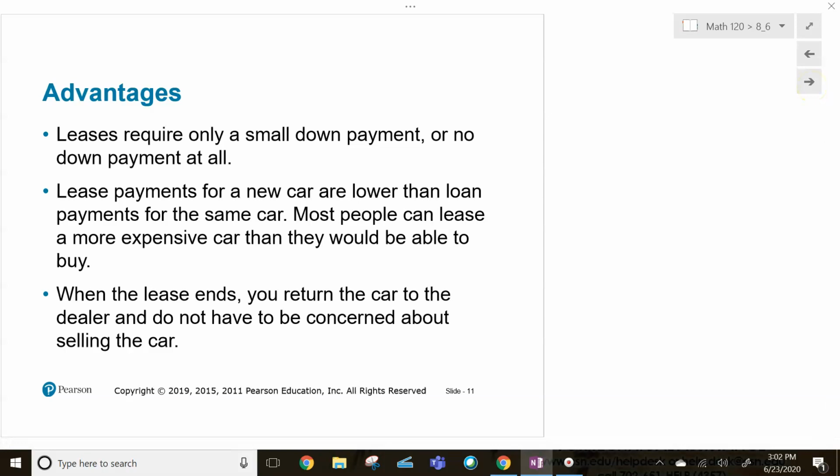Here are the perceived advantages to leases. Small down payment or no down payment at all. The lease payments are typically less than a loan. Of course, you return the car, right? So you don't get the car, you're just renting the car. And any way you look at it, they're still going to make their money. I'm not a big fan of leases myself, but some people love to have a nice new car that they don't have to worry about fixes with.